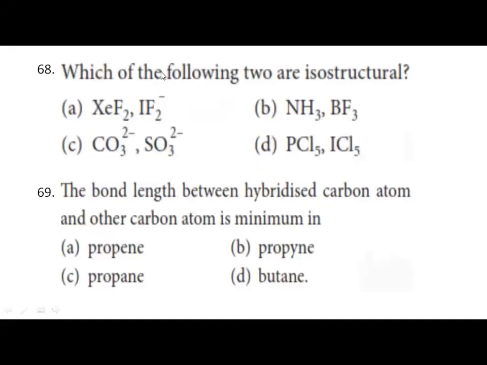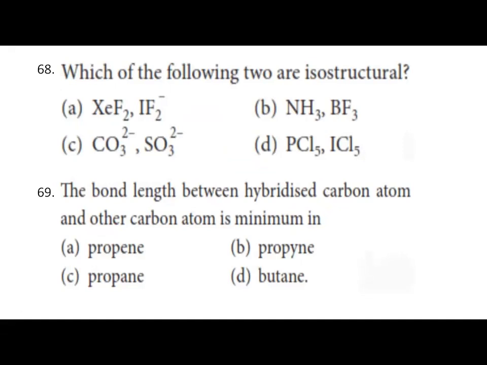Which of the following 2 structures are isostructural? Again, same question. Compounds having the same shape with the same hybridization are known as isostructural. XeF2, we know, is a linear molecule. IF2 minus is also a linear molecule. Unlike these, see other examples, NH3 and BF3, they are not isostructural.